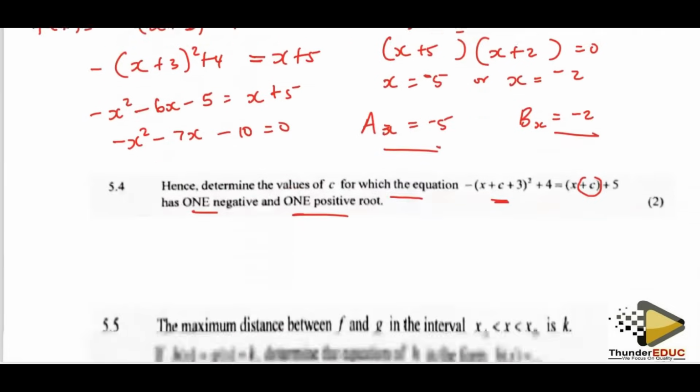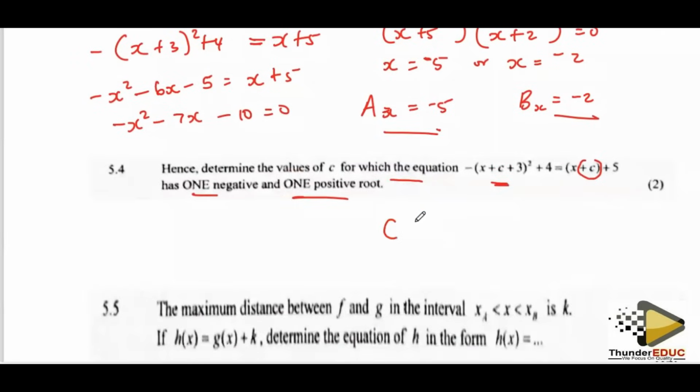Okay, I'm just going to say c must be between 2 and 4. Just say 2 is less than c and less than 4, because I can only shift it 4 units. Then it will make sense for it to have one positive and one negative.